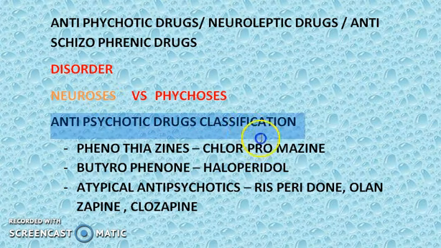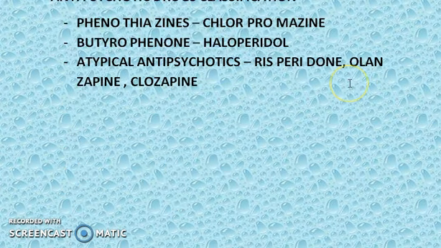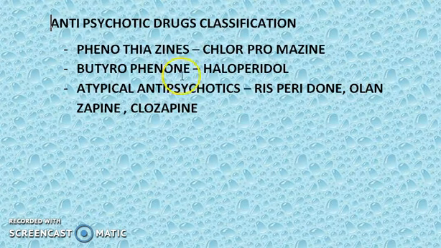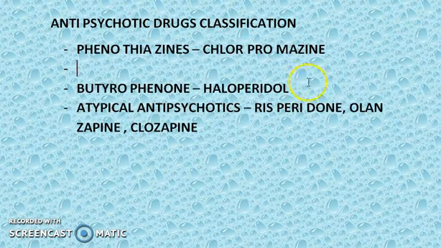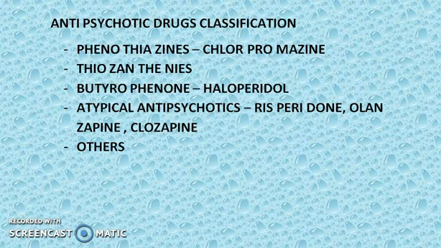Now, let us come to the main thing, the classification of antipsychotic drugs. There are a lot of classifications, but we will go with the main ones only. You have phenothiazines, thioxanthines, butyrophenones, atypical antipsychotics and others. It's very difficult to know, I understand that. That's why we have given you only the very major drugs.